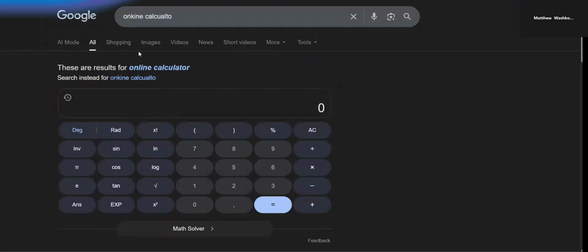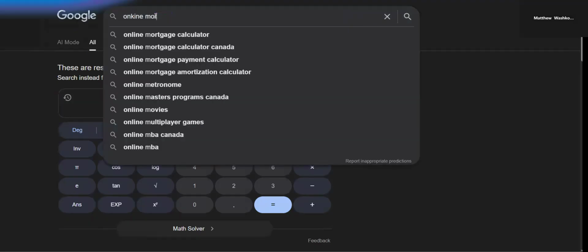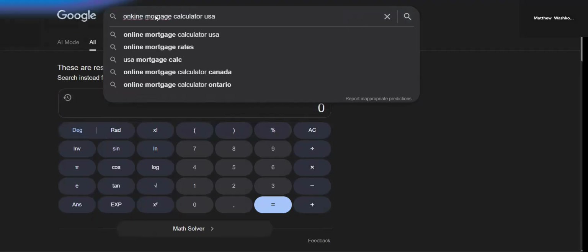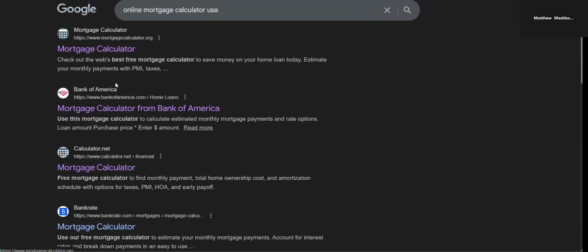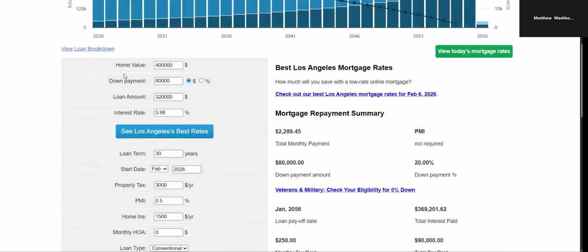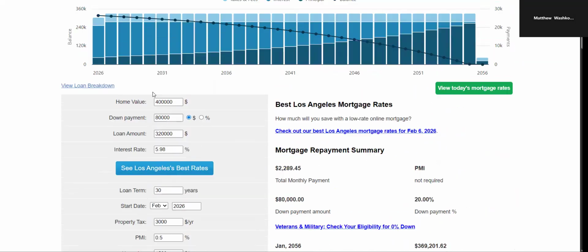So I got an online calculator, yada, yada. Oh, sorry, online mortgage calculator. And let's put USA in here. So there's a couple ones here, so for example, I could use this one. We'll try this one here, see if it spits it out.